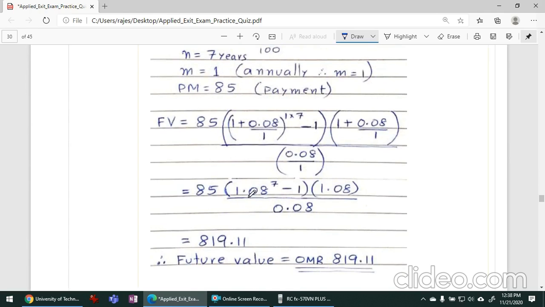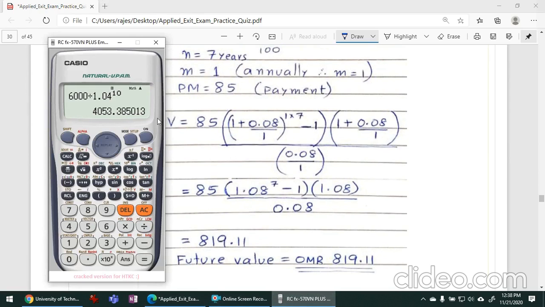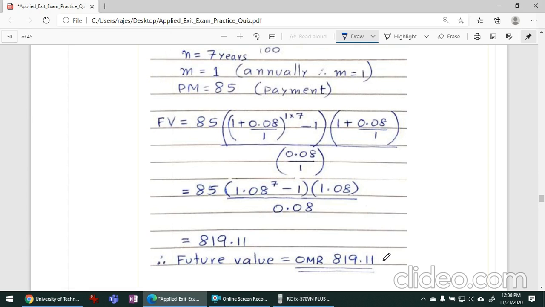Now use the calculator to find this value. How to find? Look here. 85 into bracket 1.08 power 7, come down, minus 1, close bracket, then into 1.08 divided by 0.08. So 819.11. So the future value is OMR 819.11.